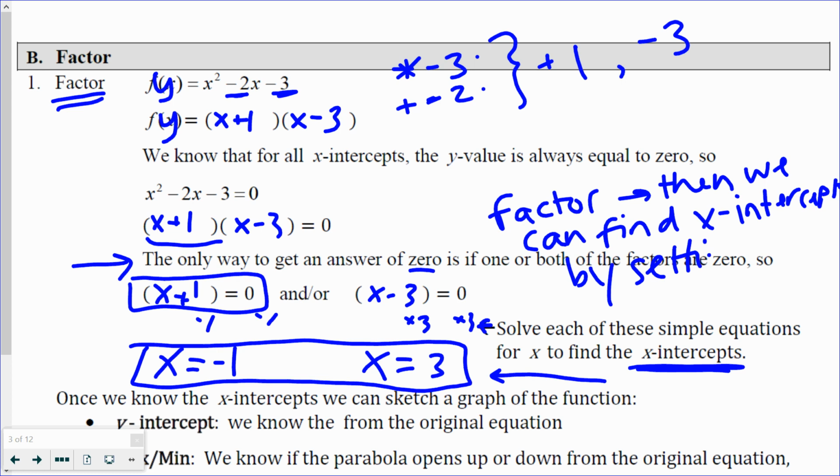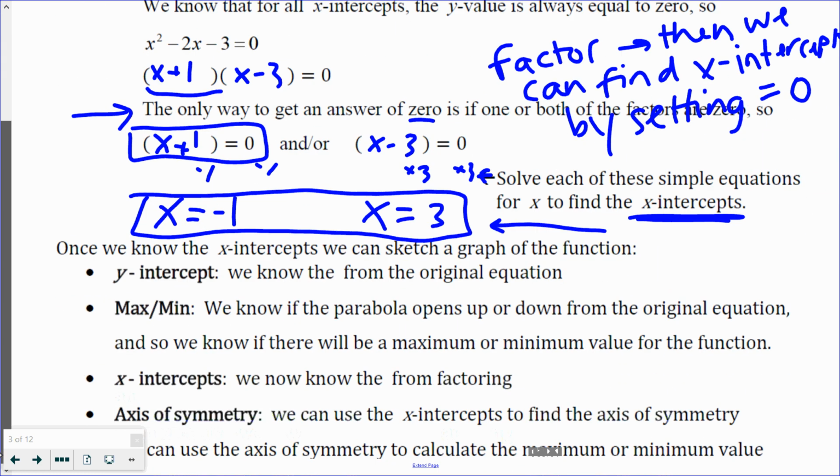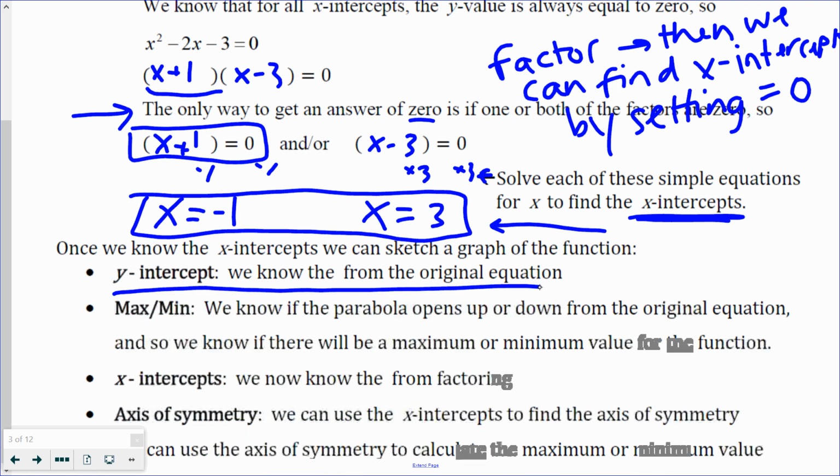So it says once we know the x-intercepts, we can sketch the graph of the function. So we can figure out the y-intercept. We know that from the original equation. Our investigation yesterday told us that when we're in the form y equals ax squared plus bx plus c, our y-intercept comes from this c value.